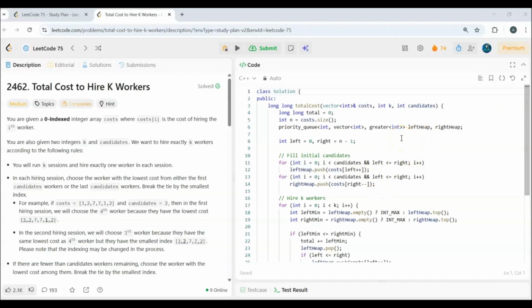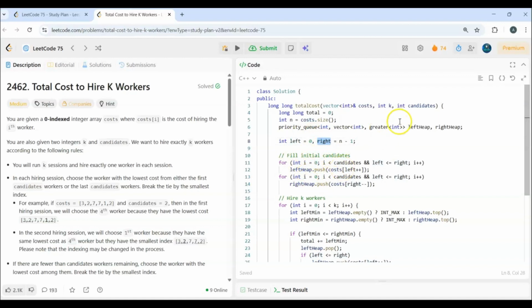So here's the code for our optimal approach, where we are using the priority queue data structure to get our smallest cost worker. The code starts with taking the size of our cost array and also the total variable, which would be long and initially 0. We'll use 2 heaps, that is left heap and right heap. We'll also take 2 pointers, left pointer and right pointer. Left pointer starts from 0 and right pointer starts from the end, n-1.